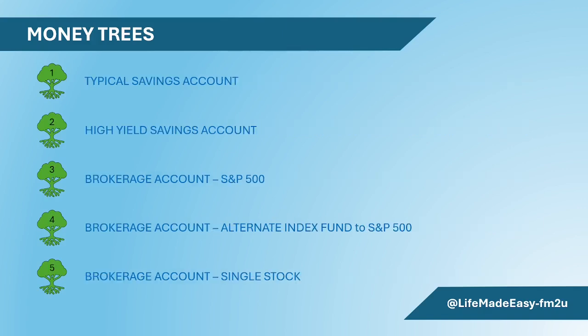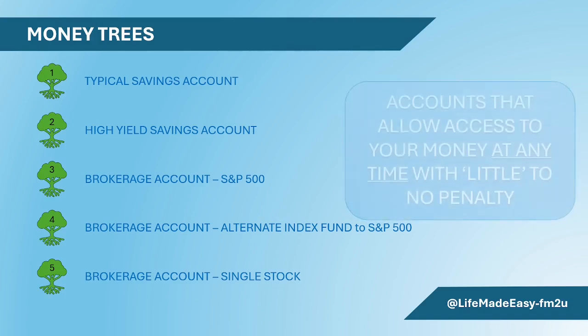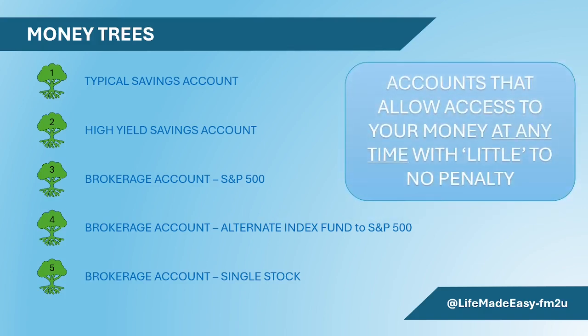So the money trees we will focus on are your typical savings account, a high-yield savings account, the S&P 500, an alternate index fund that competes with the S&P 500, and one single lucky stock pick. I'm intentionally not looking at college or retirement money trees. The trees listed here all have something in common. They allow access to your money at any time with little to no penalty.